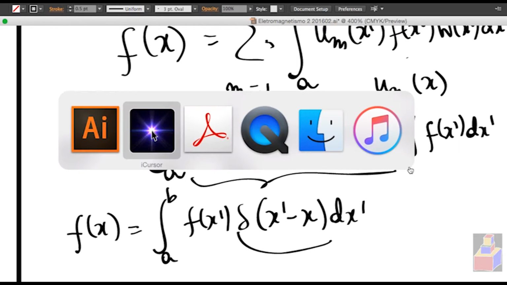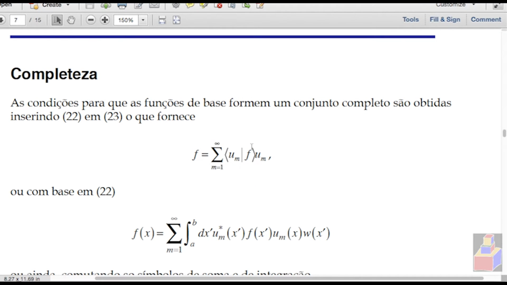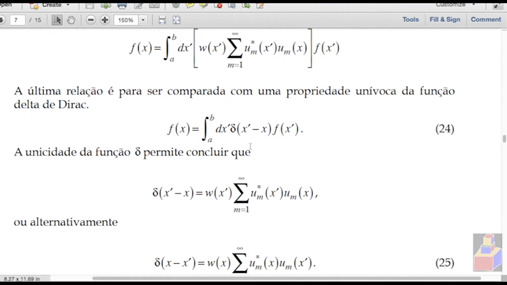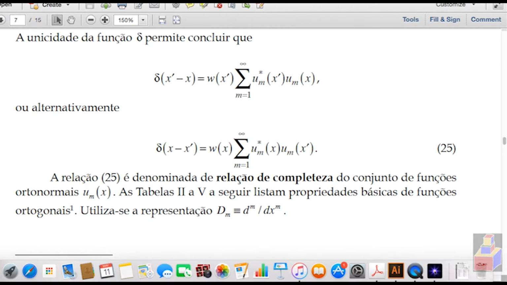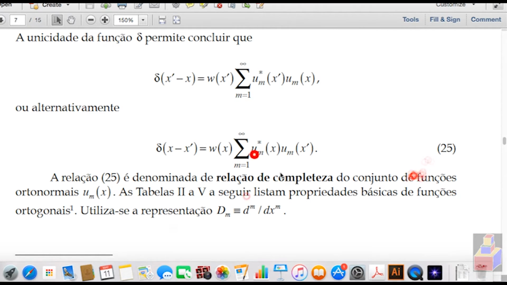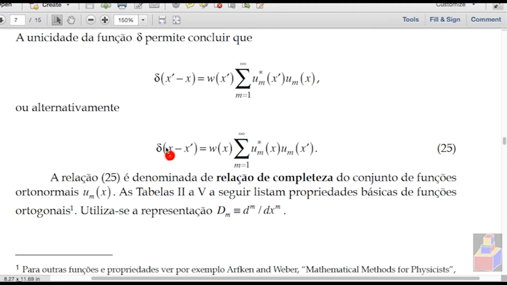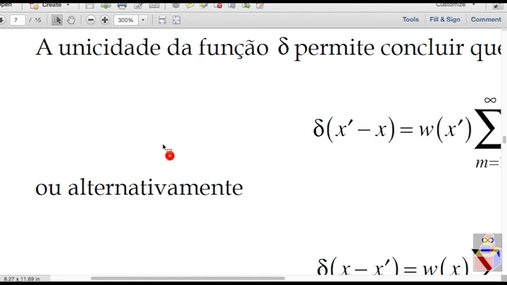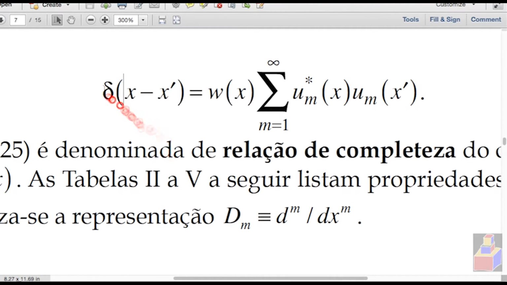Okay? So that's what determines the completeness of a set of orthogonal functions. Is this function here, this relation, I mean, sorry, let me put that very large so you can see well, okay? Is this thing here. A complete set of orthonormal functions, un, is said to be complete, and the completeness is given by this relationship.